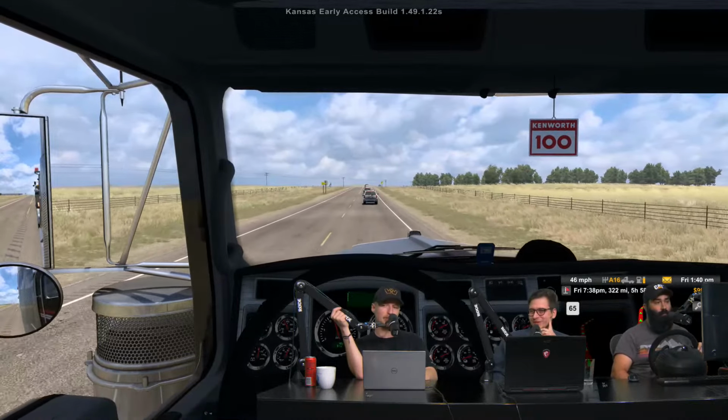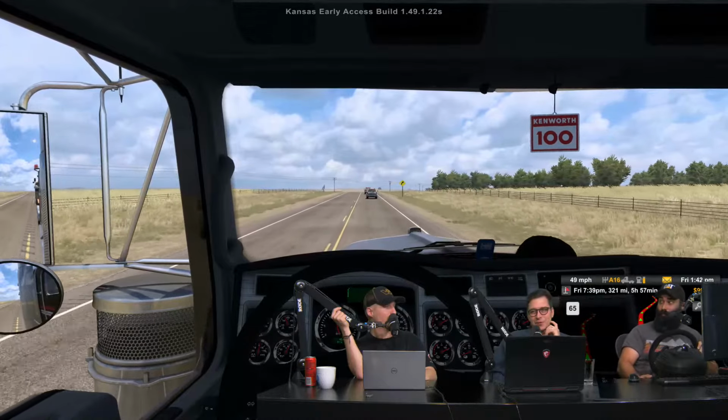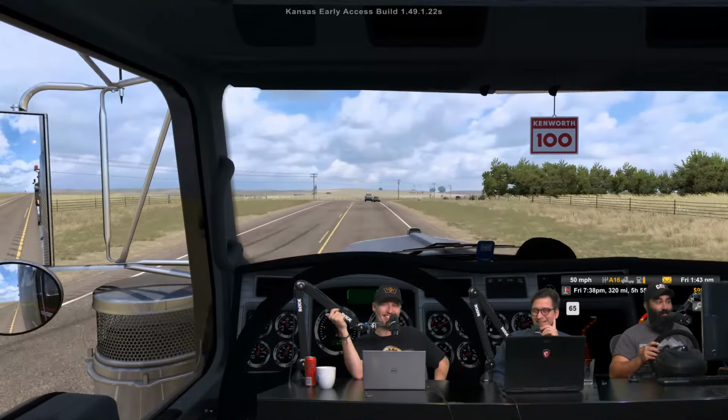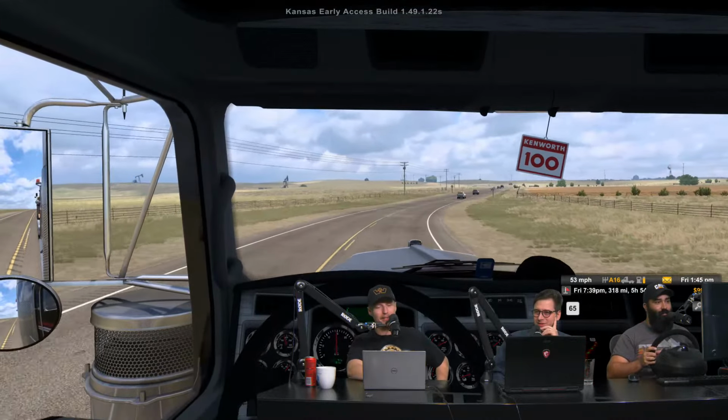So a big question for you. Farming Simulator or American Truck Simulator? The American Truck Simulator. And how could you ask? It's a no brainer. Yeah. No, but I like both of them.